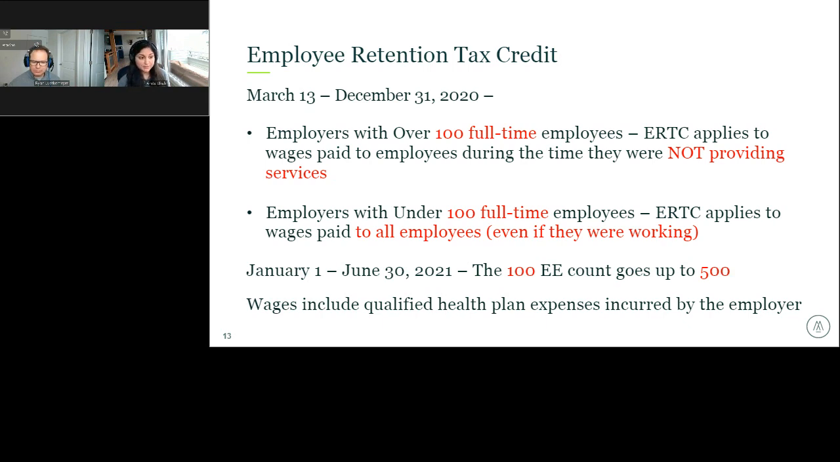So a lot more tribal governments and tribal entities that are paying wages in 2021 would be eligible for this tax credit, even if their employees are working. And the wages that are calculated for the tax credit include not just normal wages, but also any qualified health plan expenses that are incurred by the employer.